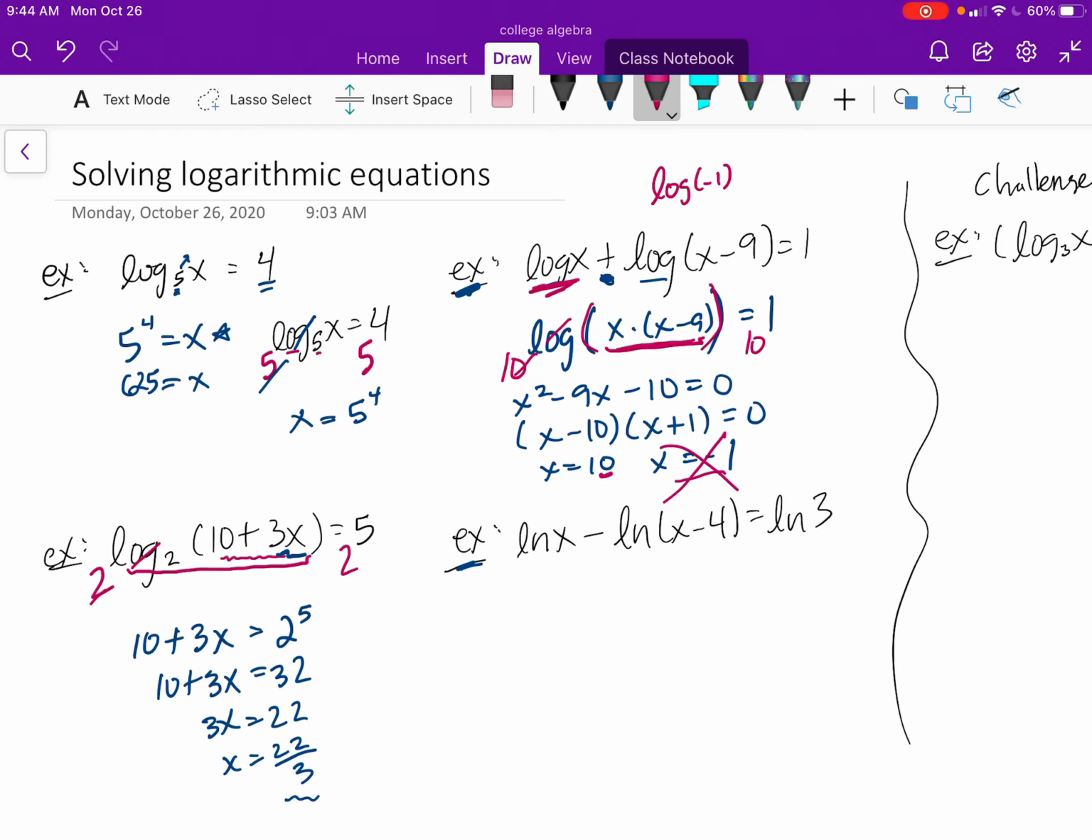If I check 10, it's going to work. Log 10. 10 minus 9 is a positive 1. And you could go through with the arithmetic at that point to make sure it does in fact check out, but it will. So we get one solution, x equals 10.